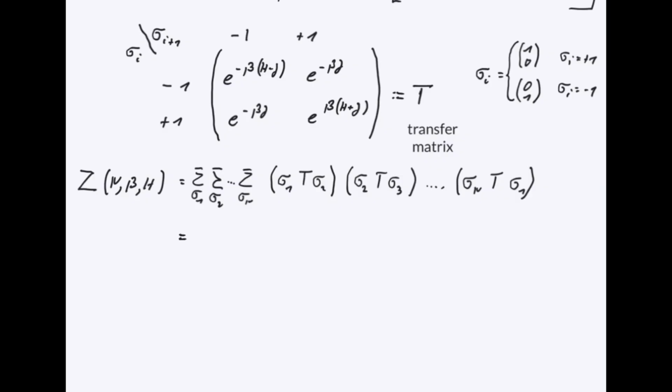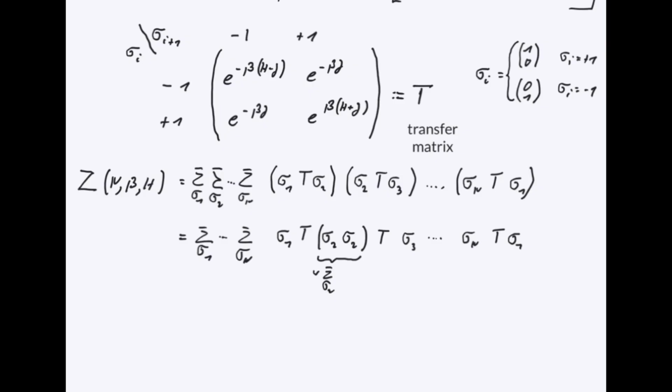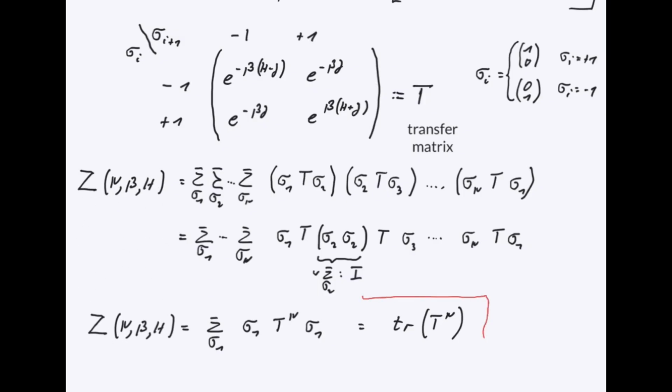The products in this expression are associative, meaning I can place the brackets at any place I want. Let's put the brackets in between the two transfer matrices. Hence, Z now reads the sum on all sigmas, sigma_1 transfer matrix times sigma_2 times sigma_2, and so forth. Now, since we have to sum on all different possibilities of sigma, this product in the sum is the identity matrix. Hence, we can neglect the identity matrix, finally leading to the partition sum being given by the sum on sigma_1 equal to plus or minus 1, sigma_1 transfer matrix to the power n, sigma_1, which is nothing else than the trace of the transfer matrix to the power n. Hence, we transferred our calculation to a calculation of the trace of the nth power of a matrix.